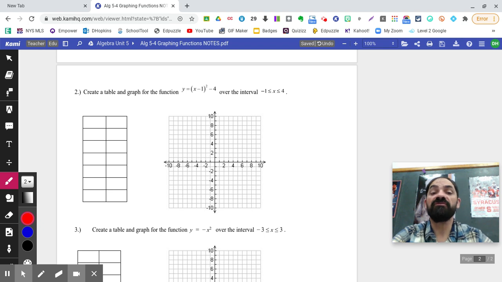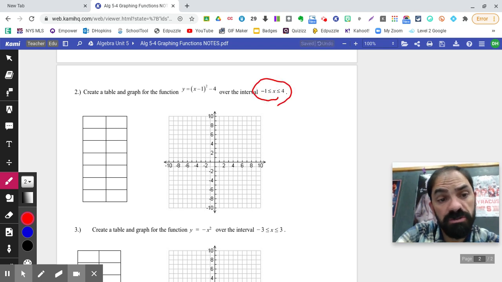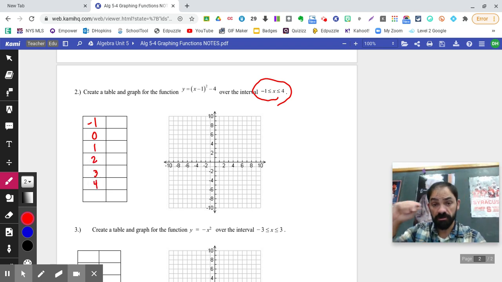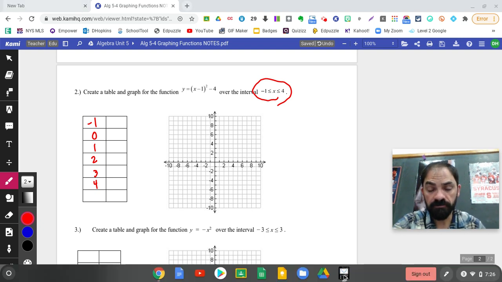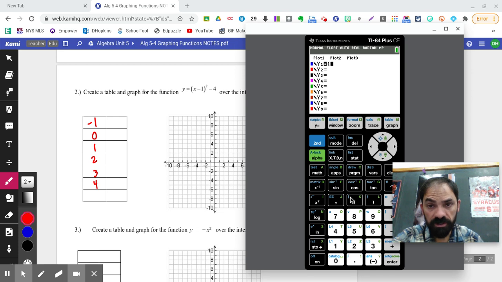Number 2 says create a table of values over the interval -1 to 4. Notice this right here. So I want to use -1, 0, 1, 2, 3, and 4. That's -1 to 4. So let's go to y equals. Type this in. Clear out what's in there. Use parentheses. Let's type it in exactly how it appears: x minus 1, close your parentheses, square it, and then minus 4.